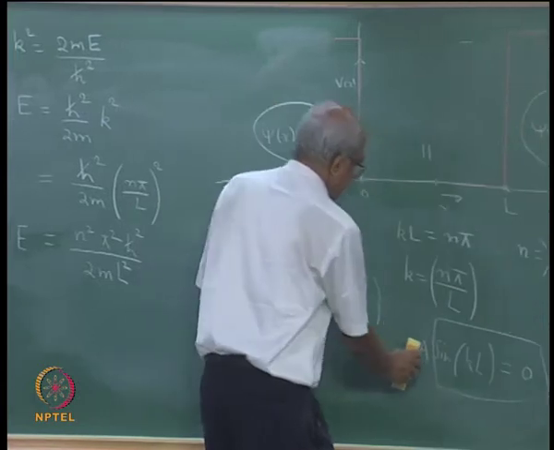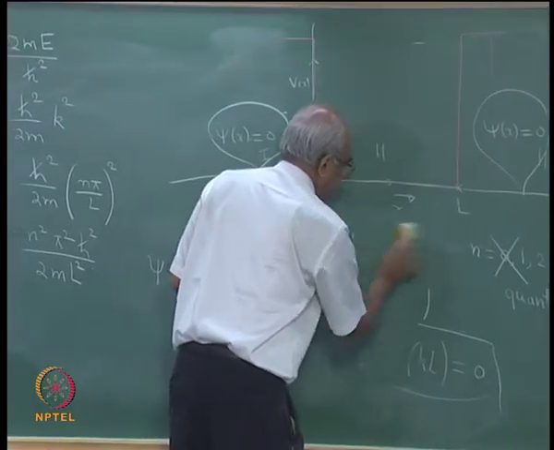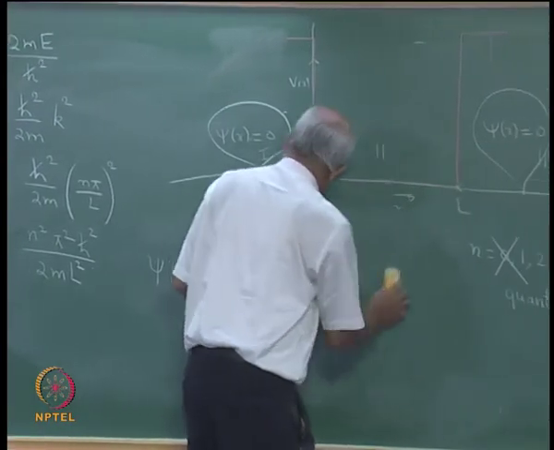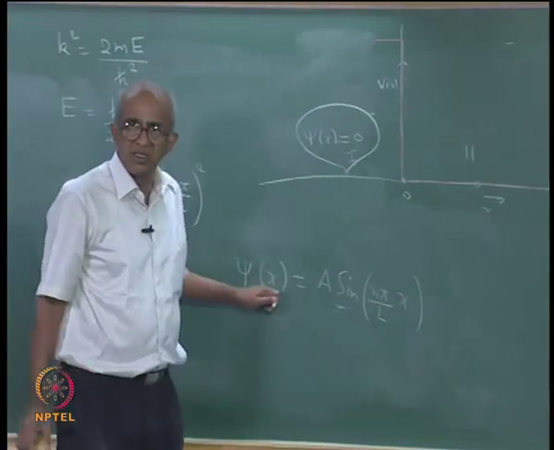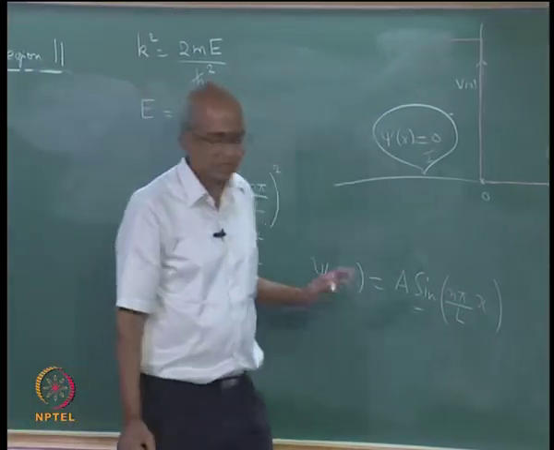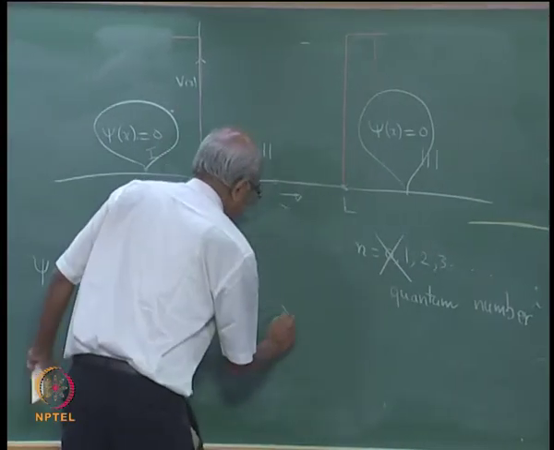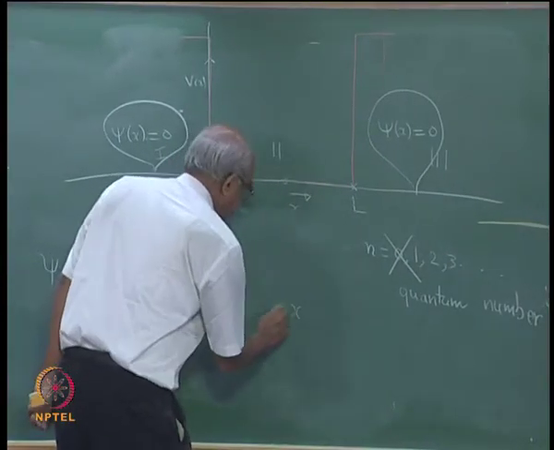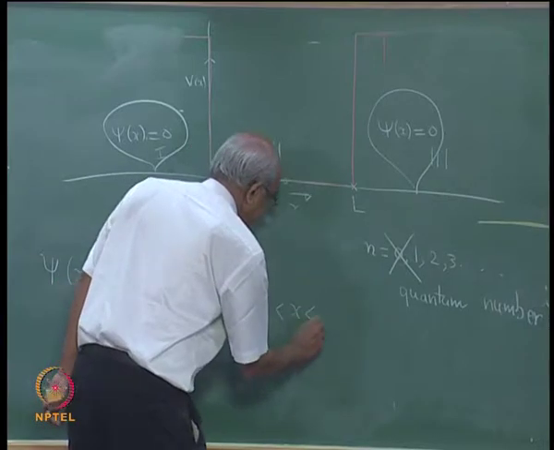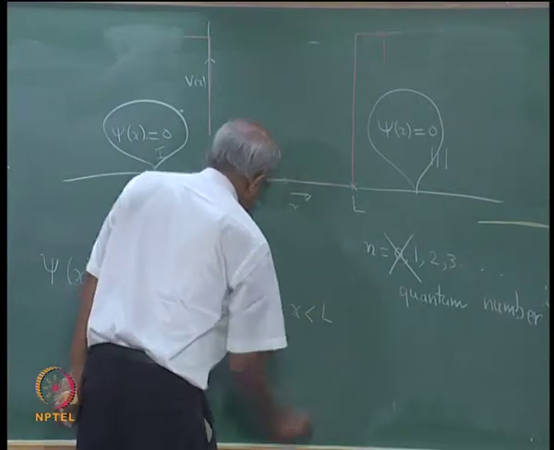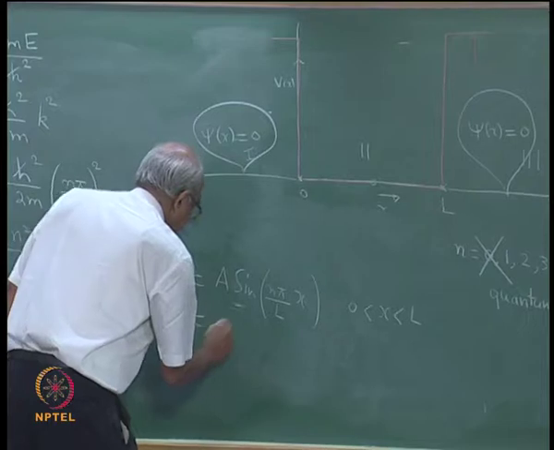And remember that this is for the region within the box. Outside the box, what will happen to psi? It will be equal to 0, right. So, strictly speaking, what I should do is I should say that it is equal to so much if x is greater than 0 and less than L, and it is equal to 0 otherwise.